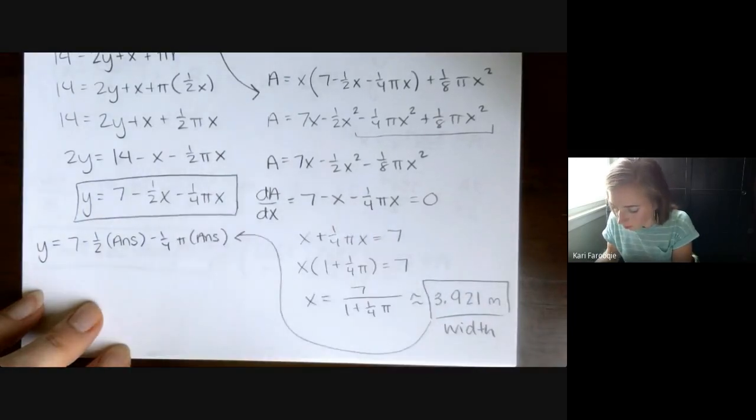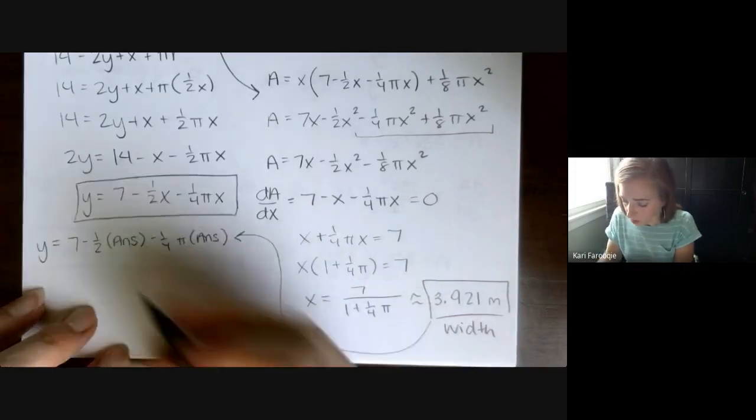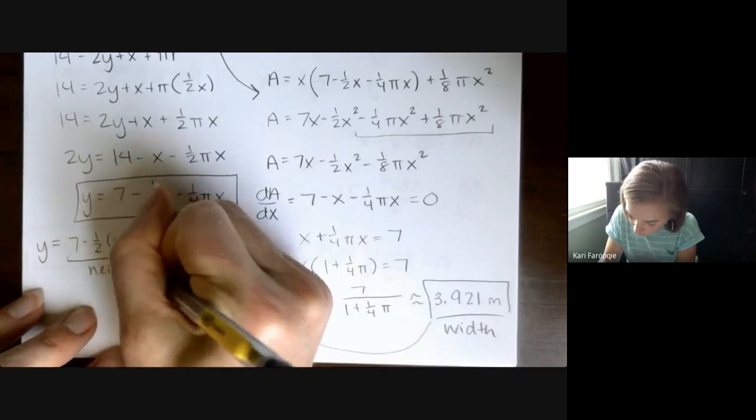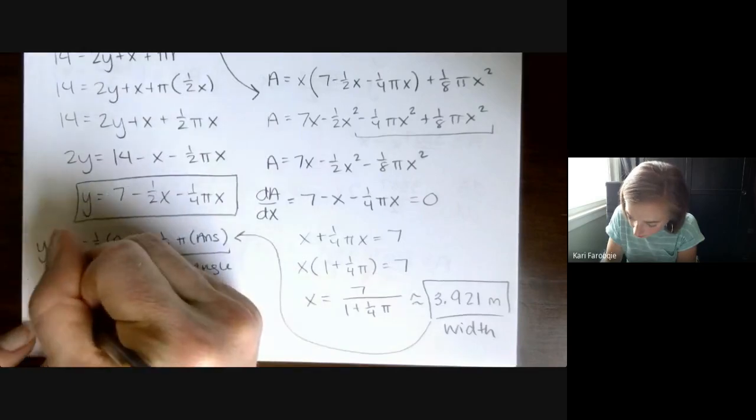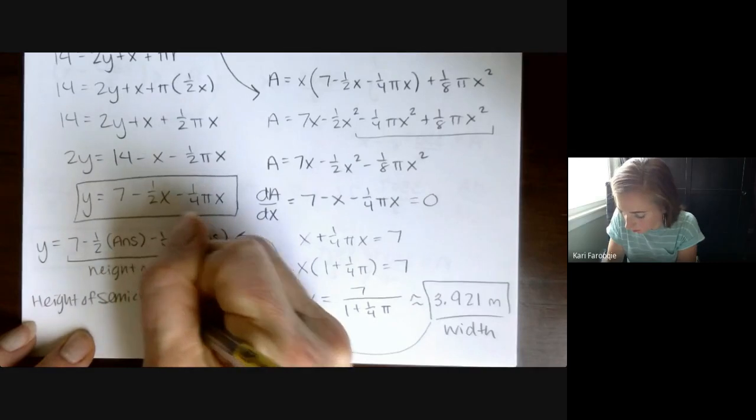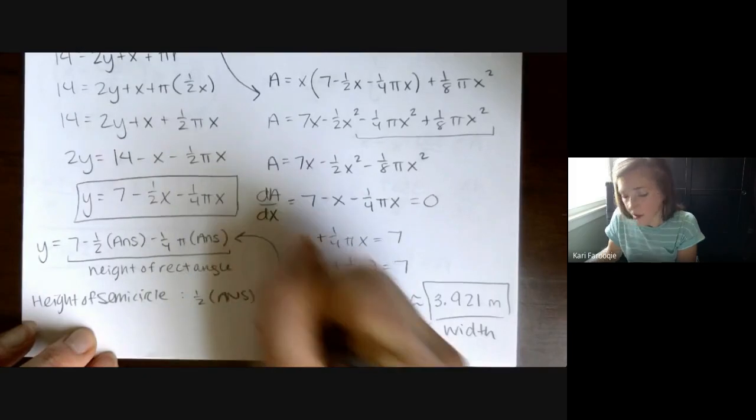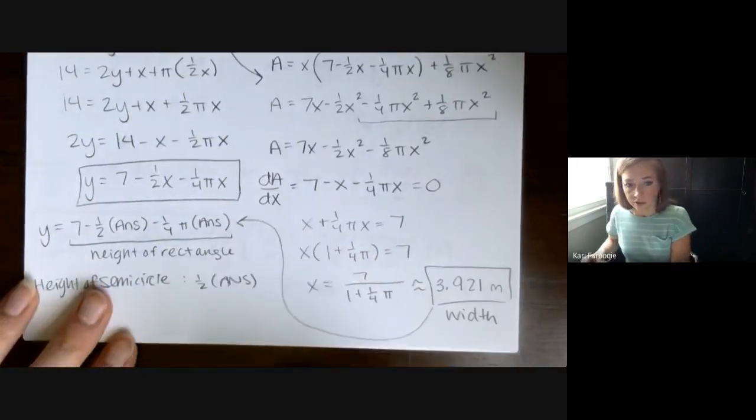I'm going to pull that back up again. And then if we need to, we're going to add 1/2 x to it. So this will be the height of the rectangle. And then the height of the semicircle is going to be 1/2 x, because it's just the radius. So we might need to add that in.